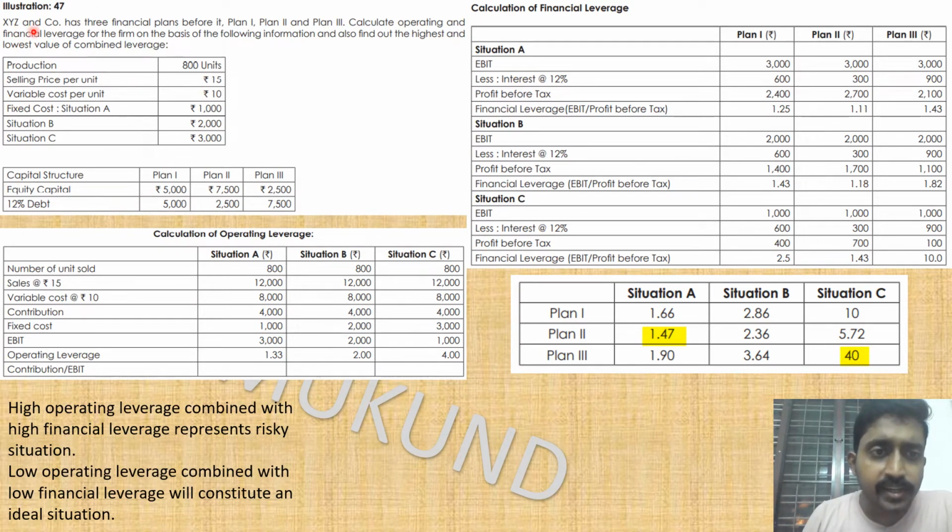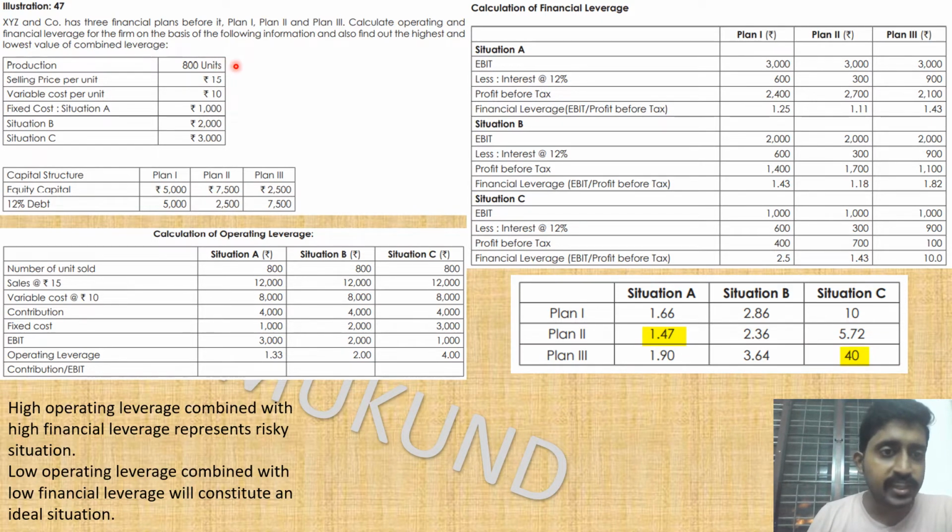Okay, XYZ and company has 3 financial plans before it: plan 1, plan 2, plan 3. Calculate the operating and financial leverage for the firm on the basis of the following information, and also find out the highest and lowest value of combined leverage. Highest combined leverage and lowest combined leverage.